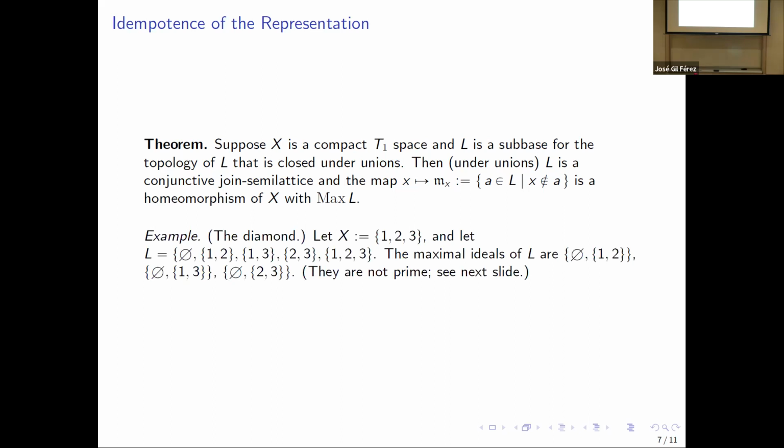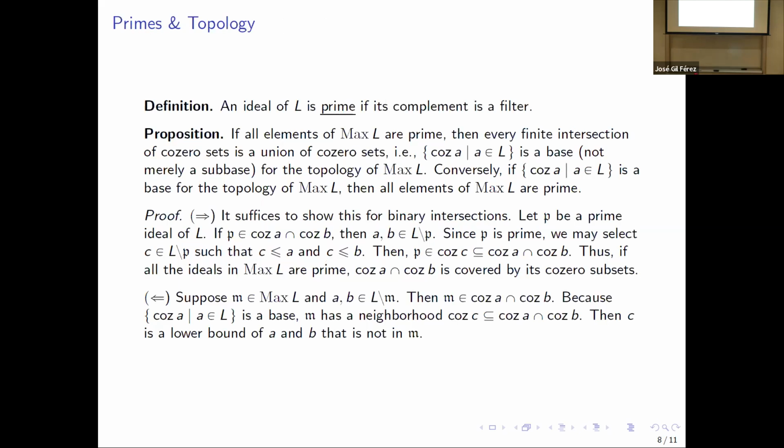Here's a little example. This is called the diamond. It's one of the obstructions to a lattice being distributive. As a Hasse diagram, it's a top and a bottom and three incomparable elements in between. There are three maximal ideals, but none of them are prime. Time is getting short. An ideal of a join semilattice is prime if its complement is a filter. That's the definition of primeness in this context.